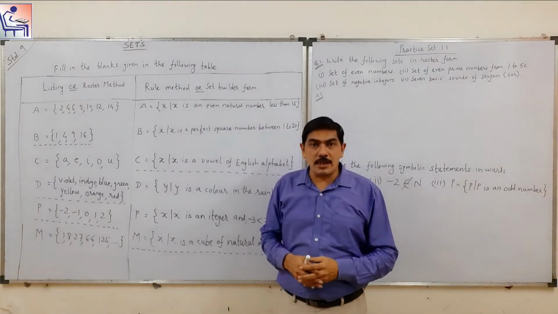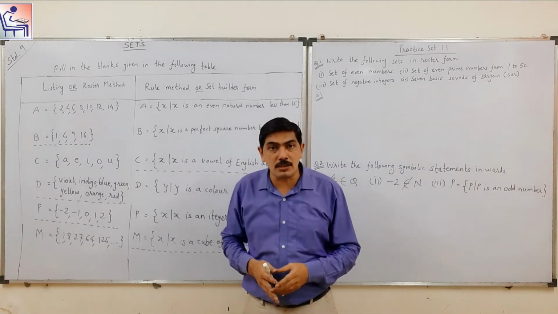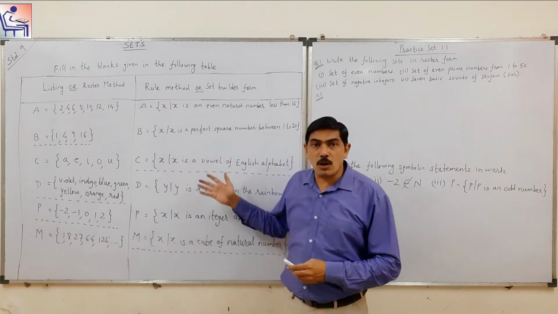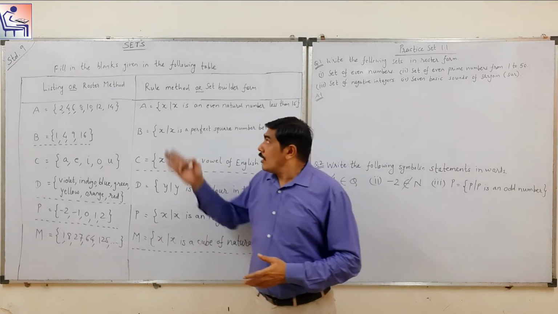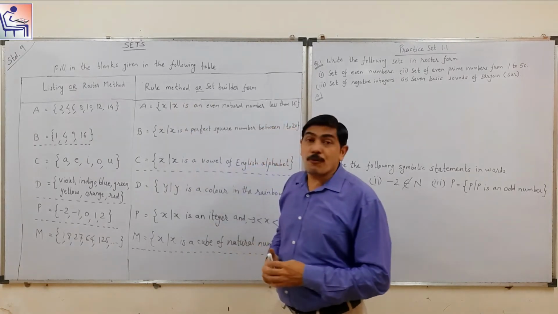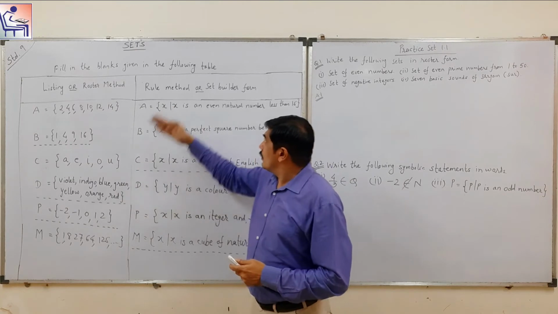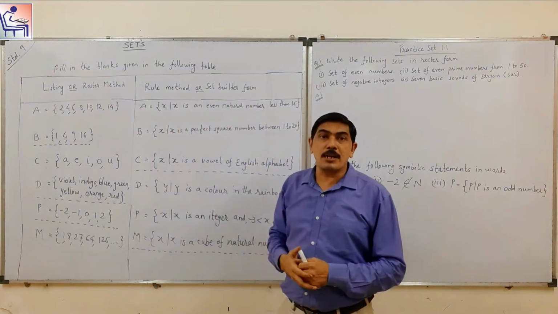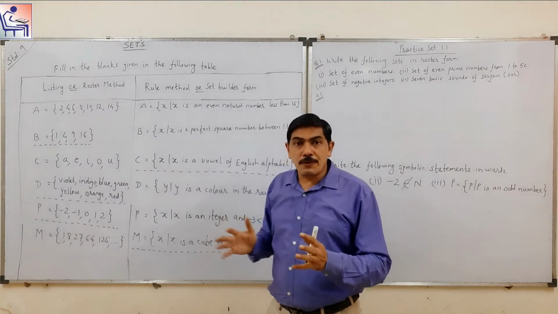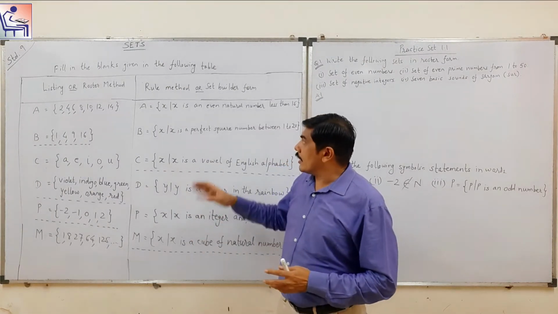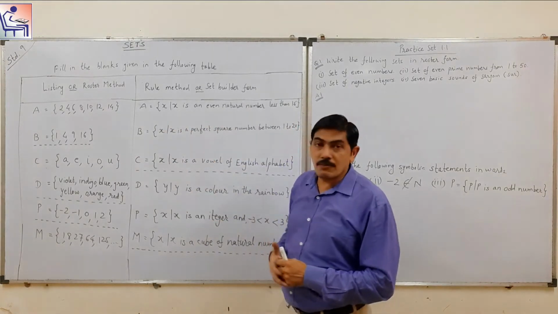After understanding how to write the sets in 2 different methods, now we will solve the activity given in your textbook. Fill in the blanks given in the following table: listing or roster method, rule method and set builder form. यहाँ पे आपको बताना है कुछ fill-ups आपको fill करने हैं looking at the second method. Okay, so first is given already.